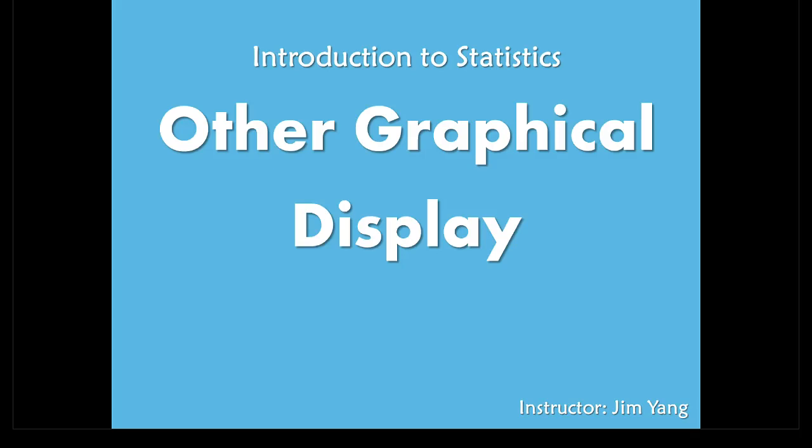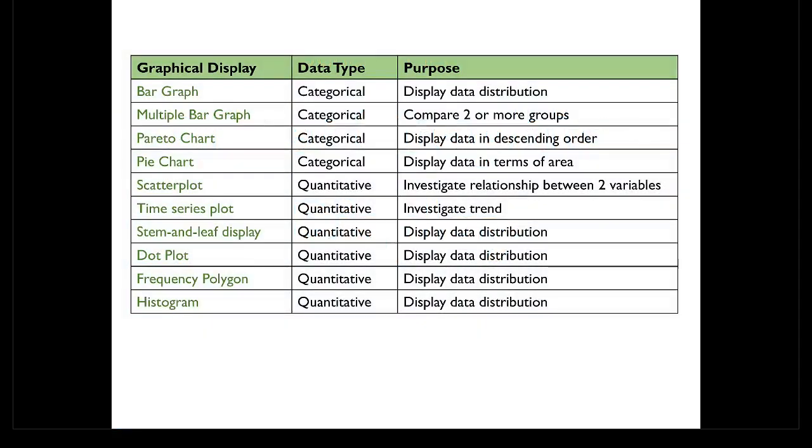Welcome to Introduction to Statistics. In this video, we're going to be covering other graphical displays. In statistics, we have a bunch of different graphical displays. In the last video, we talked about what a histogram is. In this video, we're going to look at three other types of graphical displays: scatterplot, stem and leaf display, and dot plot.